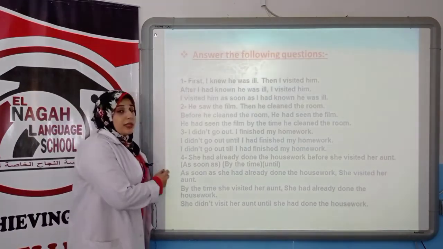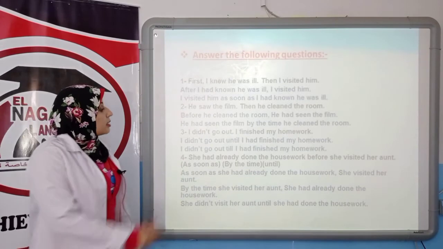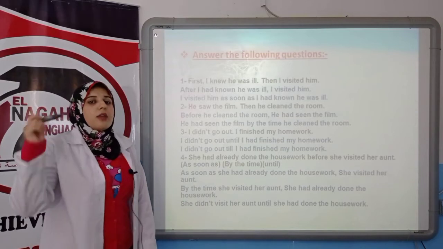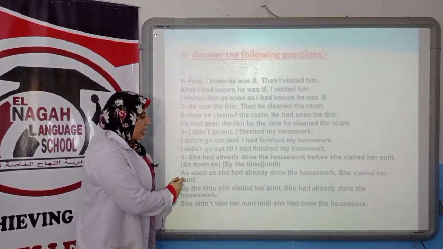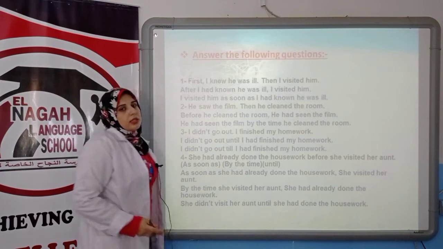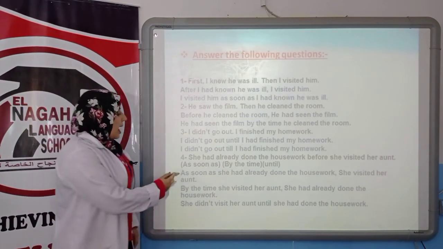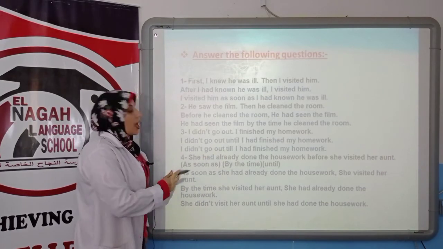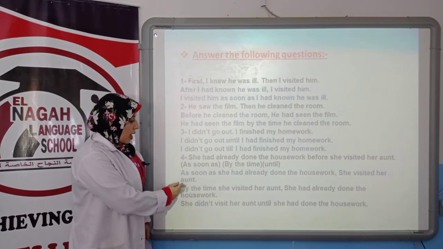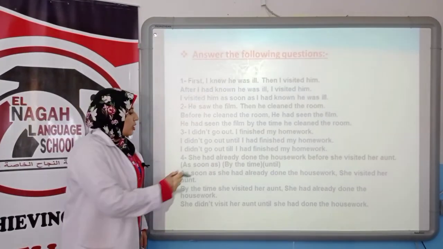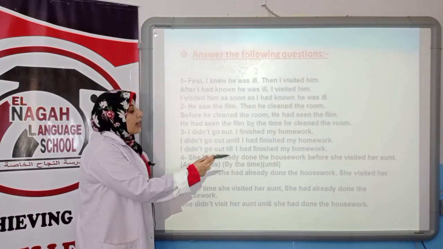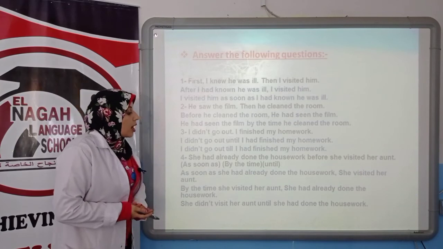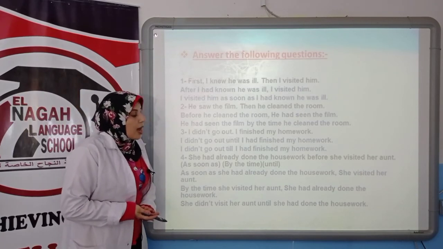The last question: she had already done the housework before she visited her aunt. Here, I want you to use as soon as, by the time, and until. As soon as she had done the housework, she visited her aunt. By the time, which means before, she visited her aunt, she had already done the housework. She didn't visit her aunt until she had done the housework.